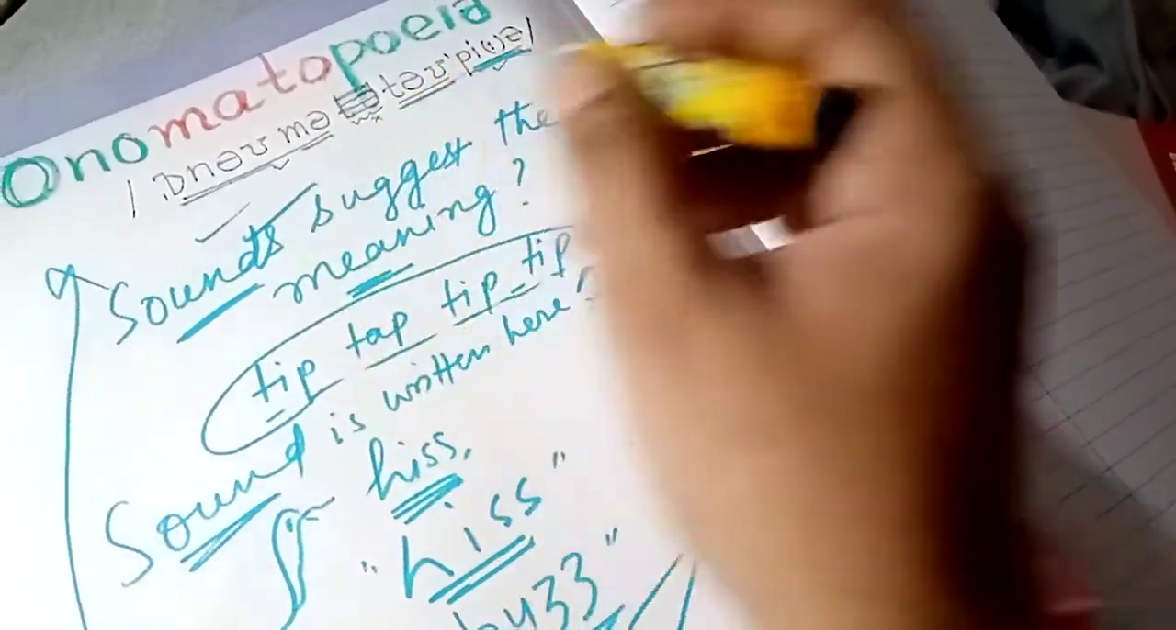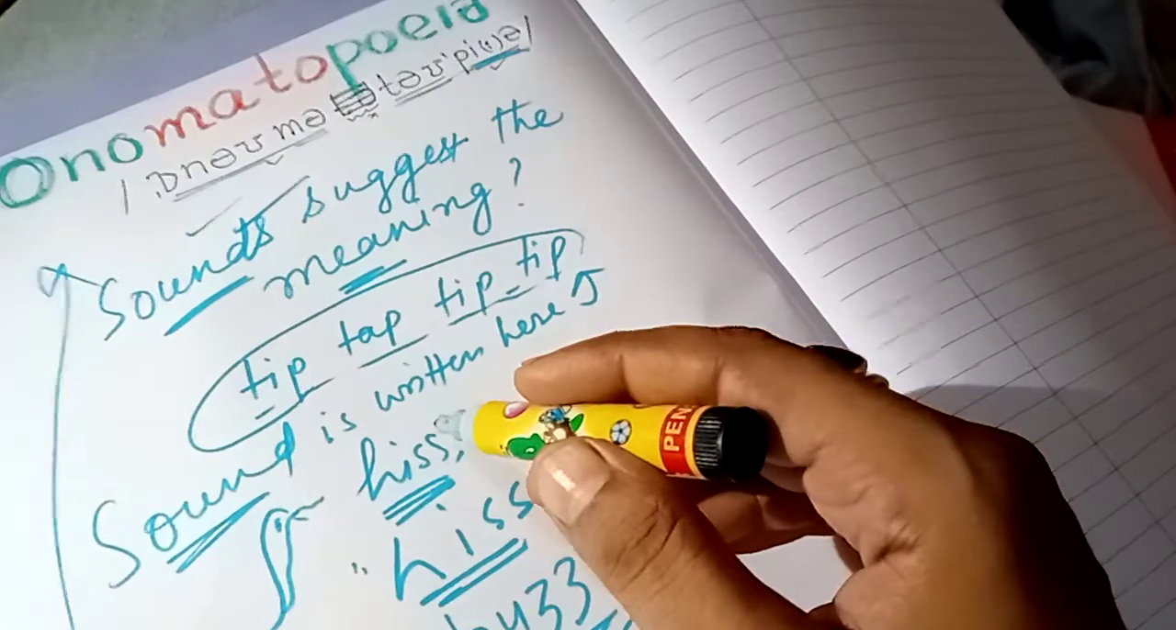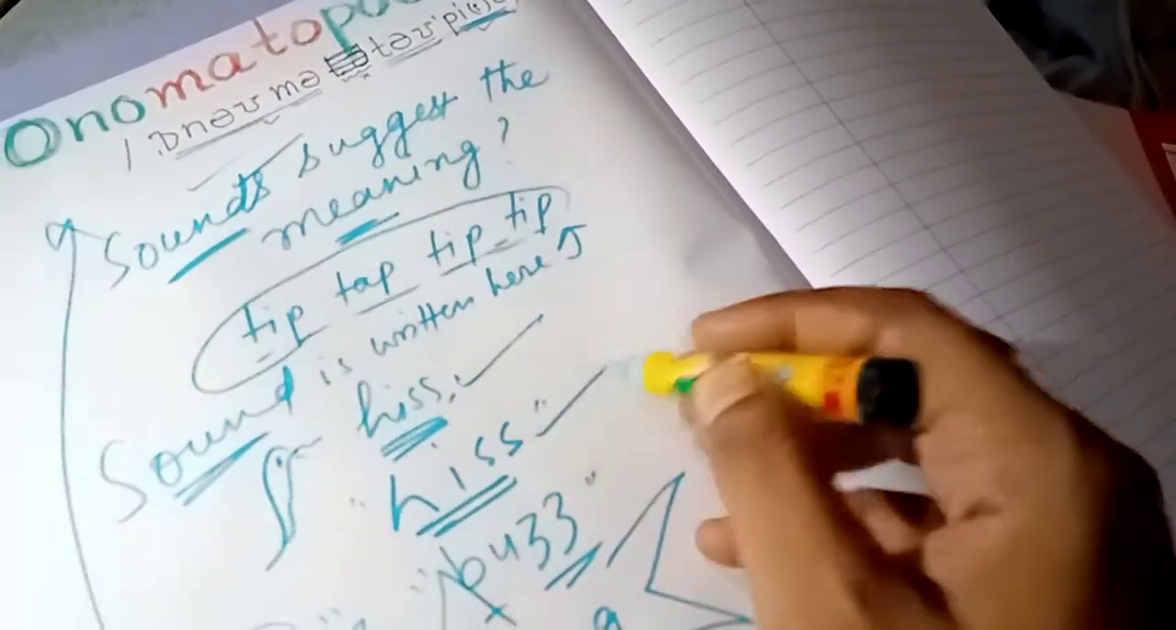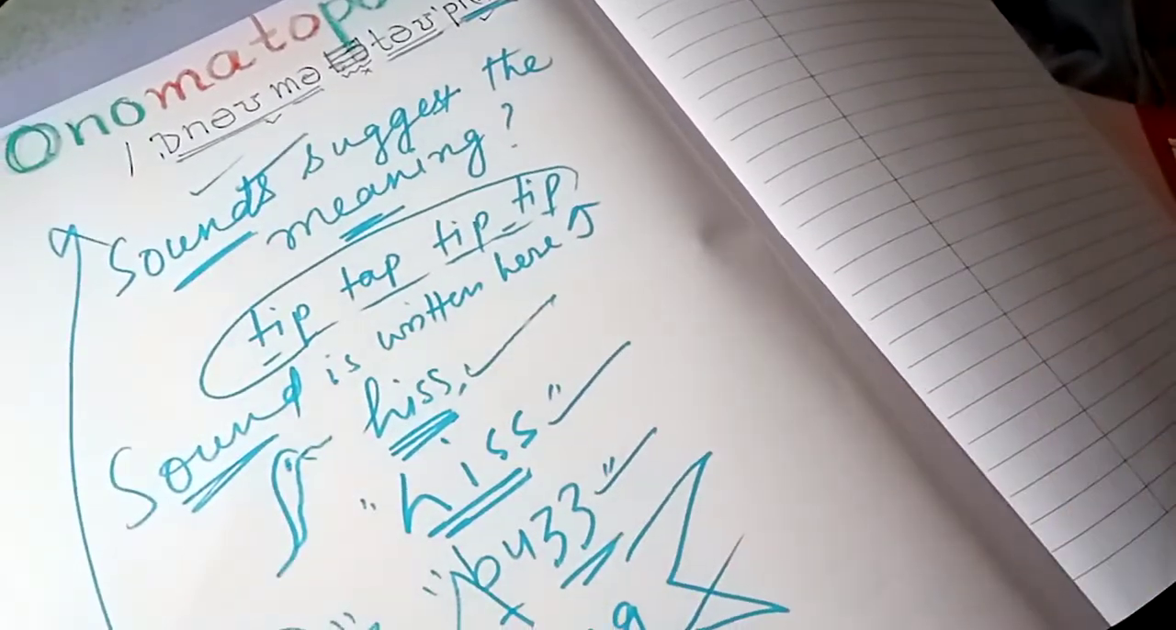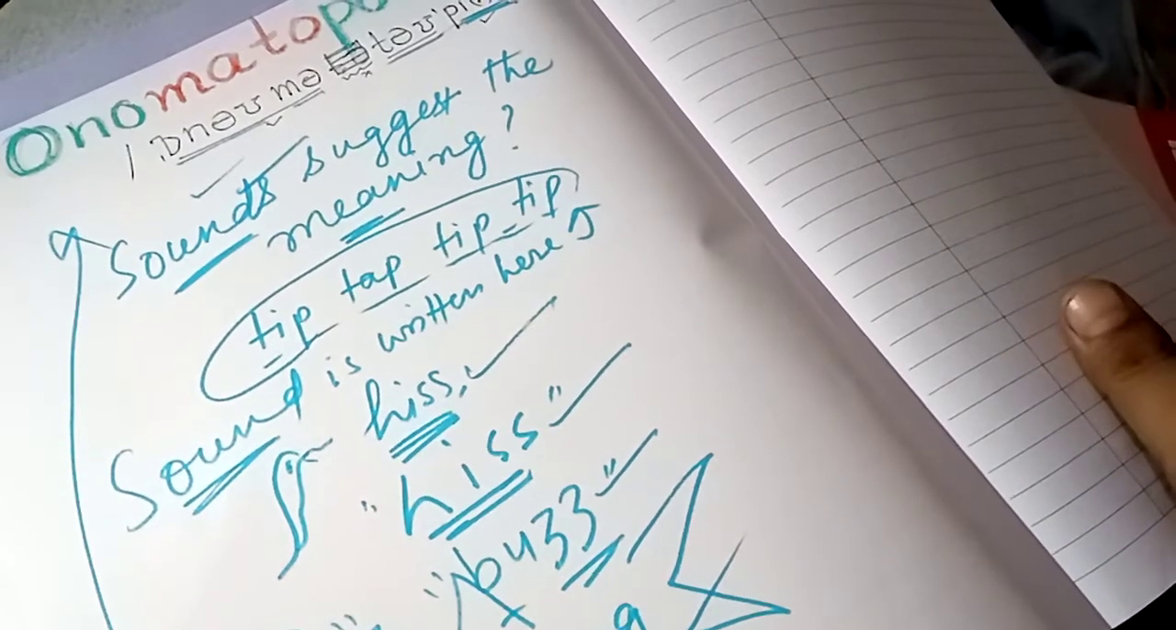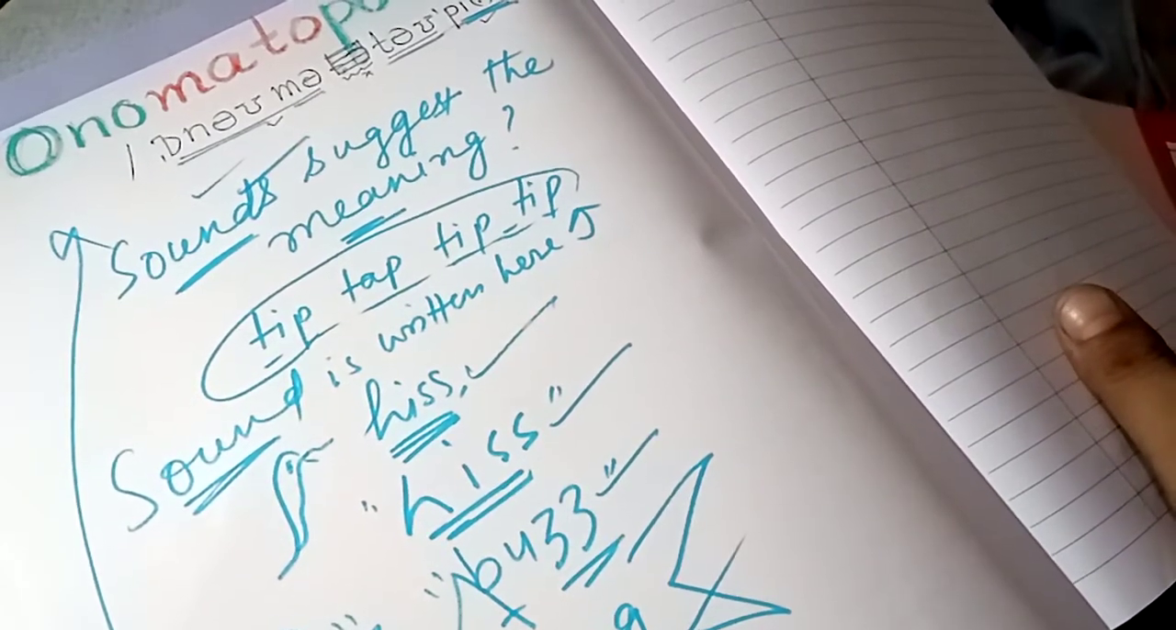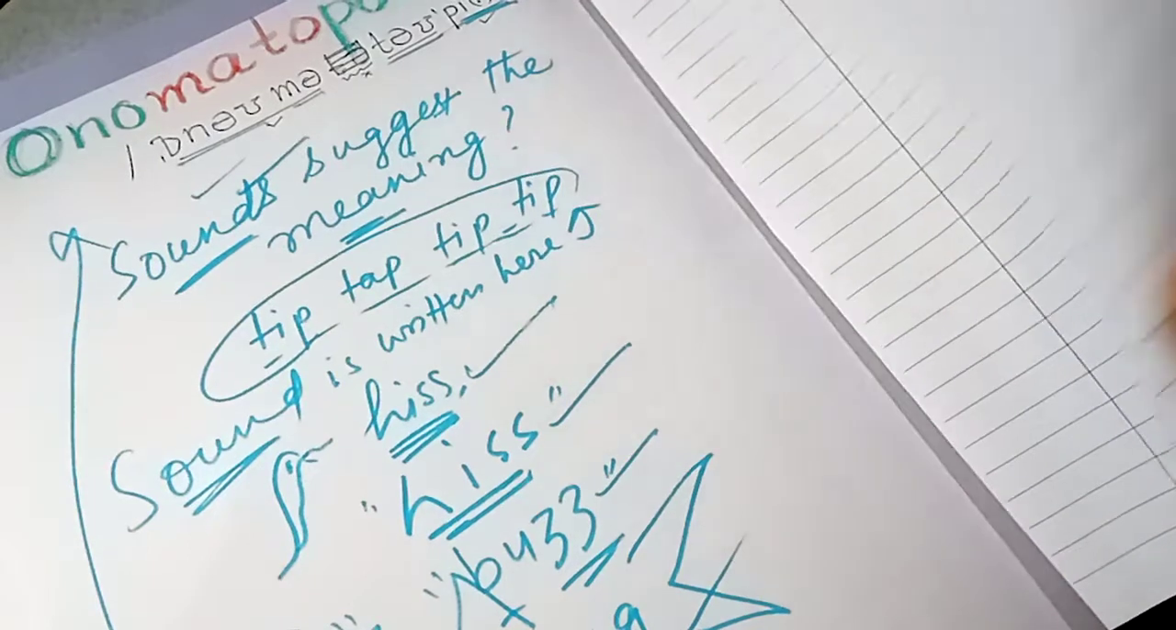Okay, so I think it's clear. Whenever you see in any poem this type of sound suggested, then you can say that it has the effect of onomatopoeia. Okay, thank you. Next one, second last, is antithesis.